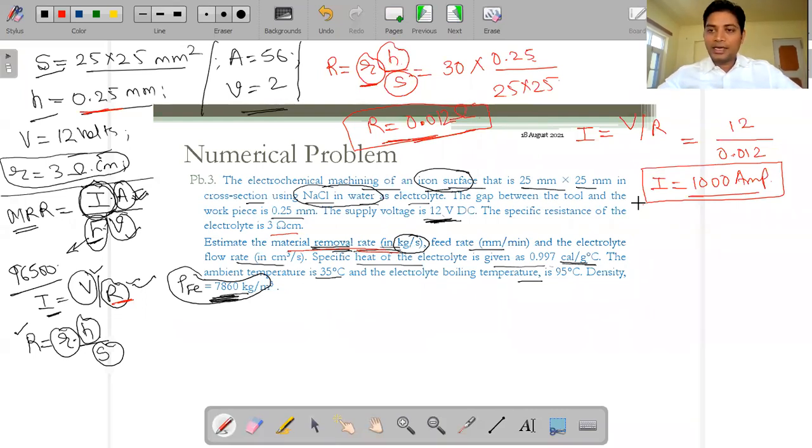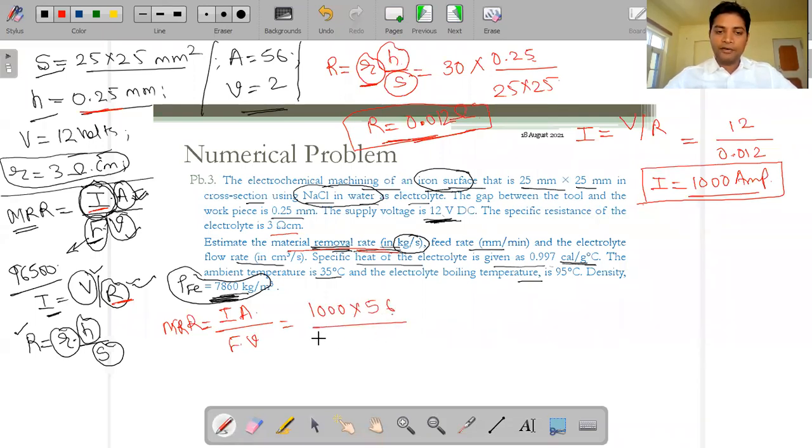So now, guys, here you have calculated the value of I. Now we just have to put this over here, so from here you will get the value of material removal rate. That will be equal to I into A upon F into V. This I is the current that you calculated, that is 1000 ampere. A is the atomic weight, that is 56, and F is 96,500. And V is the valency. Guys, tell me the value of MRR from here. 0.290. Anyone please confirm this one.